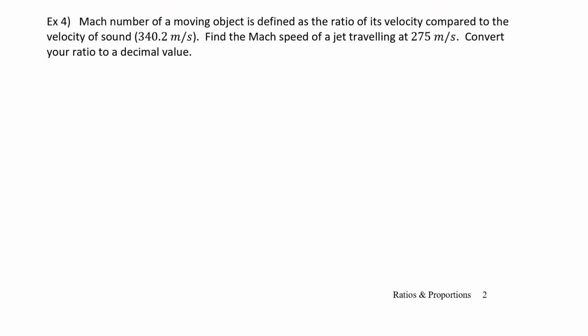Let's try example 4. Mach is a number related to the velocity of a moving object. Mach 1 indicates it's traveling at the speed of sound. The speed of sound is 340.2 meters per second.